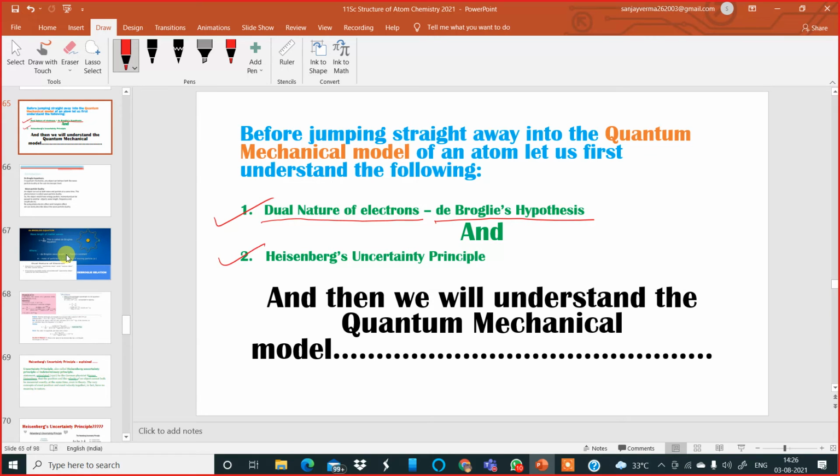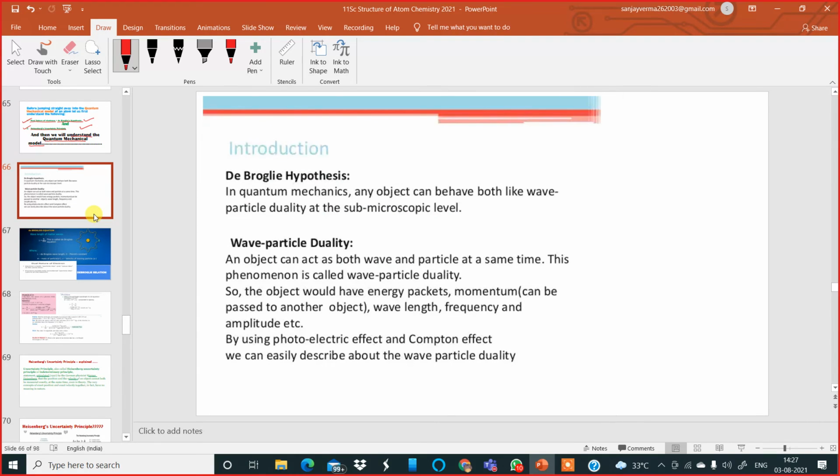The second one is Heisenberg's uncertainty principle, which states that it is not possible for us to determine exactly the position and momentum of a moving subatomic particle at the same time. If you determine one thing, the other one you can't determine. Okay, so that is Heisenberg's uncertainty principle. Now, once we are able to understand these two, then only we will understand the mechanical model of an atom properly.